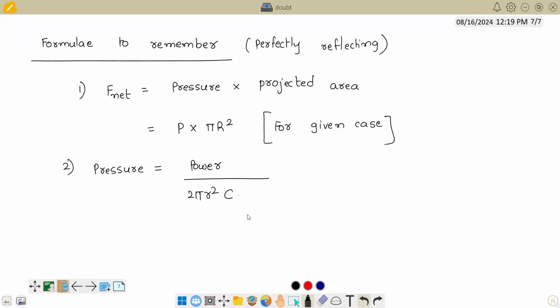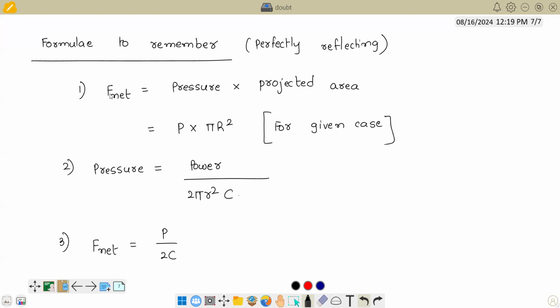I think if it is an absorbing surface, we might get power by 4 pi r square into c. So I hope you understood the net force and pressure formulas. And from this, if we substitute both of them, net force would be P by 2C. So it is recommended for you to remember that.